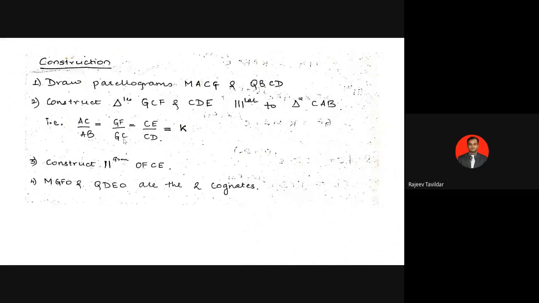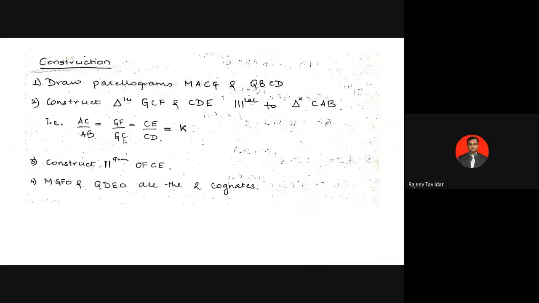Now, how are these things constructed? Remember, you need not follow these construction steps exactly to draw this. You can draw a rough diagram over here to explain the cognates, but we need to understand how these constructions are done. So the first construction is, they're telling that we need to draw the parallelograms MACG and QBCD. That means they're talking about, let me clear this.